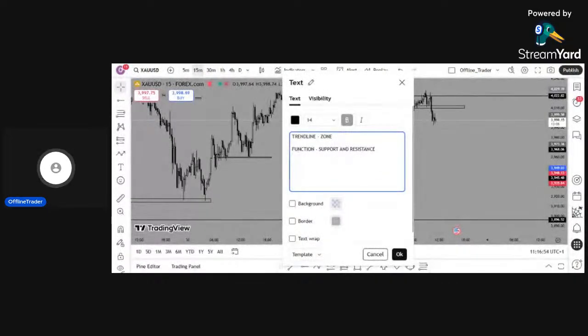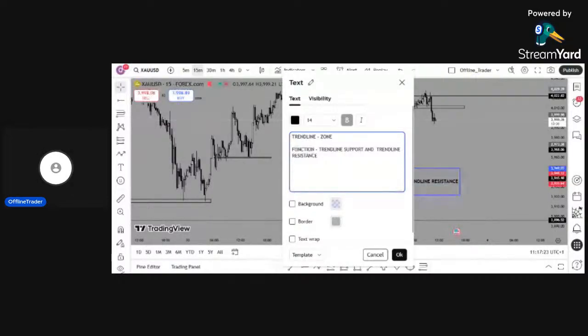And what do you do on the support? We buy. What do you do on the resistance? We sell. So that's basically it for trend line. When it goes to the trend line support, we buy. When it gets to the trend line resistance, we sell. Let me indicate it: trend line resistance, trend line support. That's basically it.